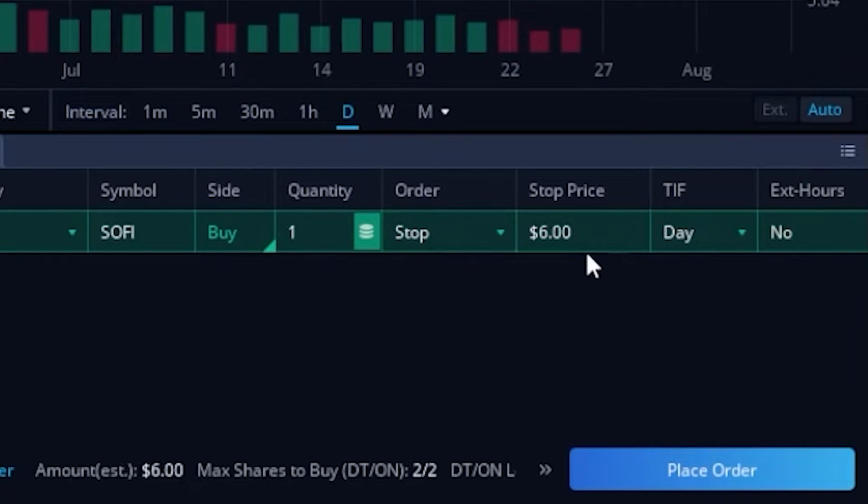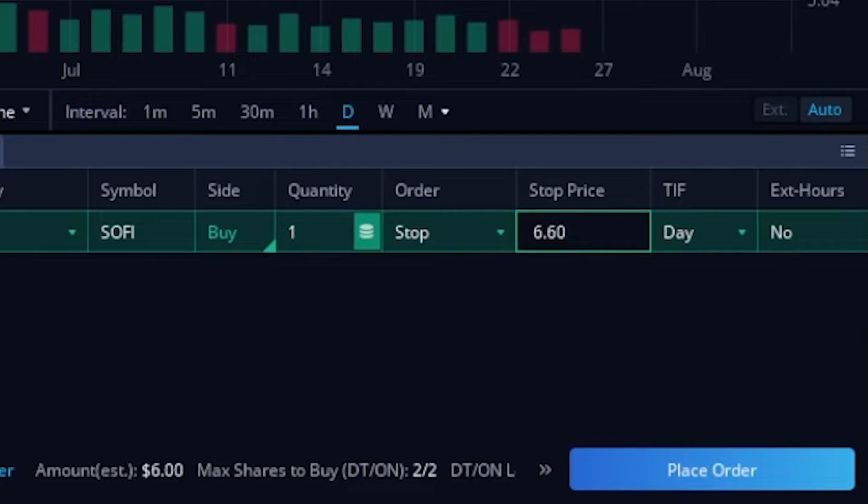So now I could come over here to the stop activation price, adjust that up to $6.60. And again, I'm essentially saying if SoFi goes at or above $6.60, go ahead and buy me one share with a market order. Now, the main concern with using a stop order or stop market order is that technically you don't know exactly what price you'll end up filling for. So you don't know what price you're going to buy or sell these shares at.